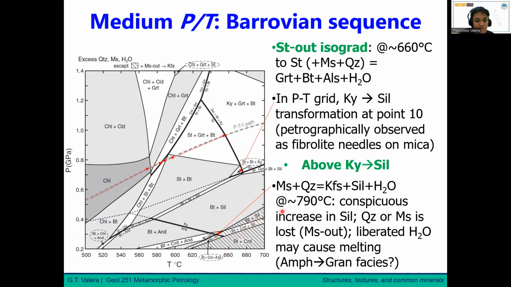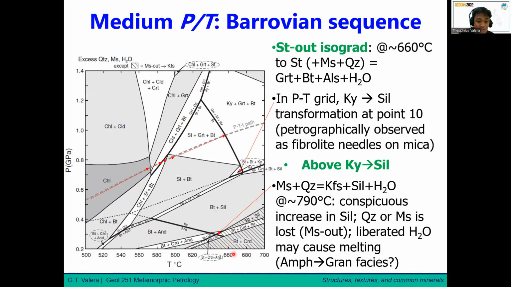Ito naman pointing out yung sa ano. Wala na kasi dito, hindi na siya kita dito sa diagram. Pero at lower pressures, mas nag-occur yung reaction earlier. So ganito siya. Muscovite plus quartz equals alkali feldspar plus sillimanite. So this is shown as a conspicuous increase in sillimanite, while quartz or muscovite is lost.